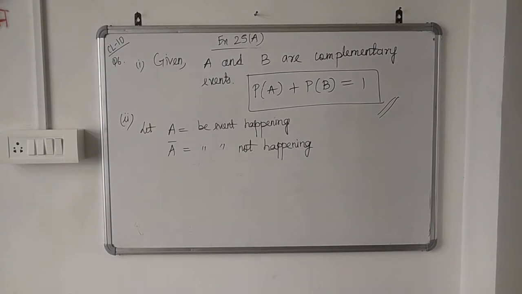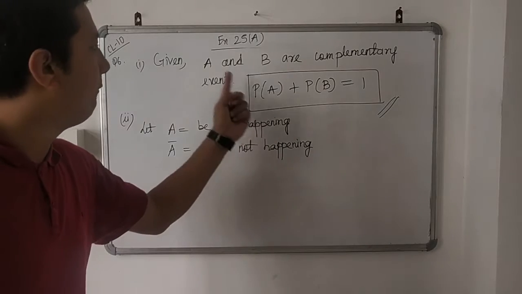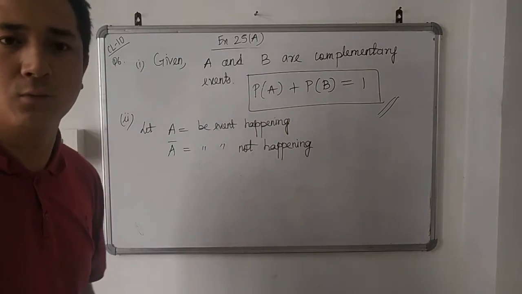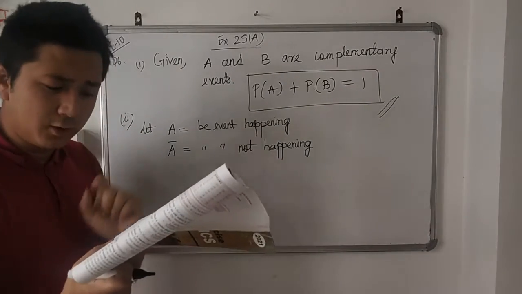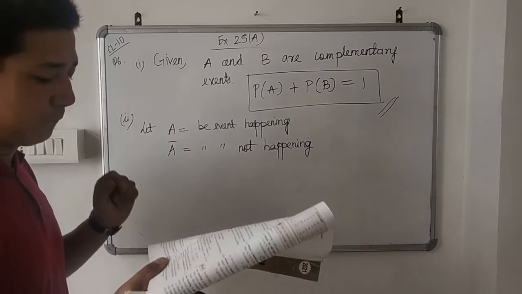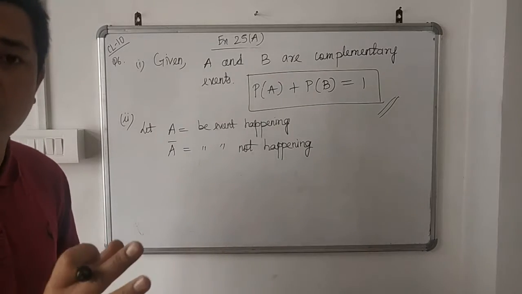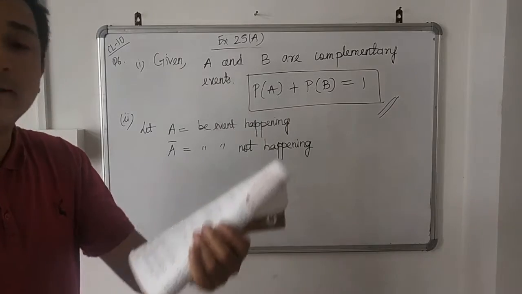Alright, so wherever you see A and B are two complementary events, please remember the probability of the first plus the probability of the second, the sum will always be equal to 1. A similar kind of question is in 6 part 2. Let's read the question. If the probability of happening of an event A is 0.46, what will be the probability of not happening of the event A?